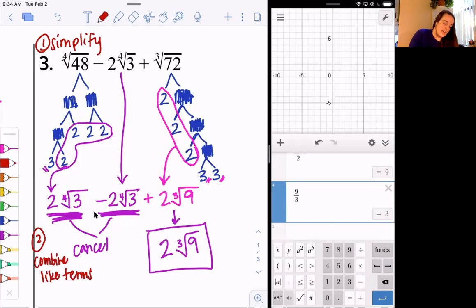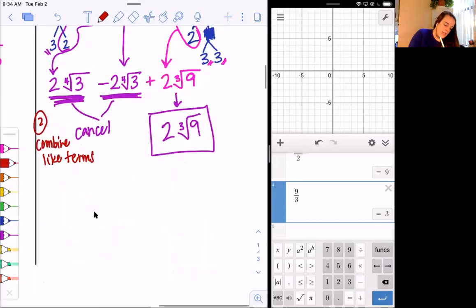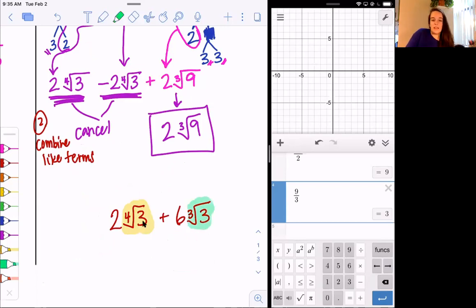So even if we had like 2 fourth root of 3 plus 6 with cube root of 3, we cannot combine these because these are not like terms. The yellow and the green are not like terms. So something to think about. They're not like terms because they don't have the same index.